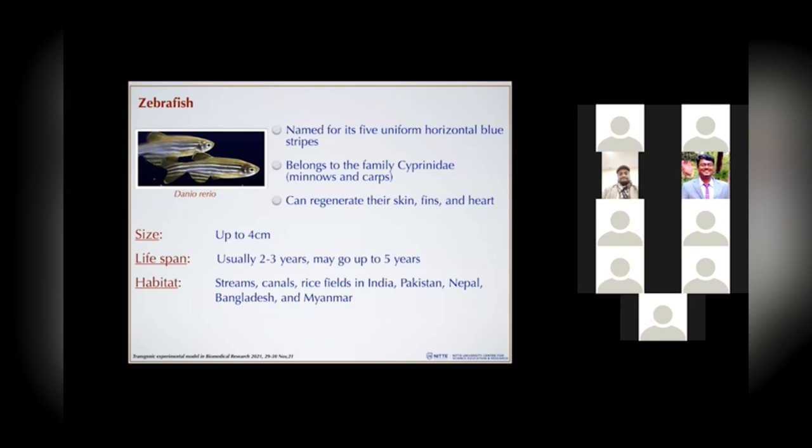In fact, the Indian strain has now been sequenced at IGIB in New Delhi. They have sequenced the Indian strain, which is different from the standard Tubingen and AB strains that originated from Germany. Can I have the next slide, Akshat, please?